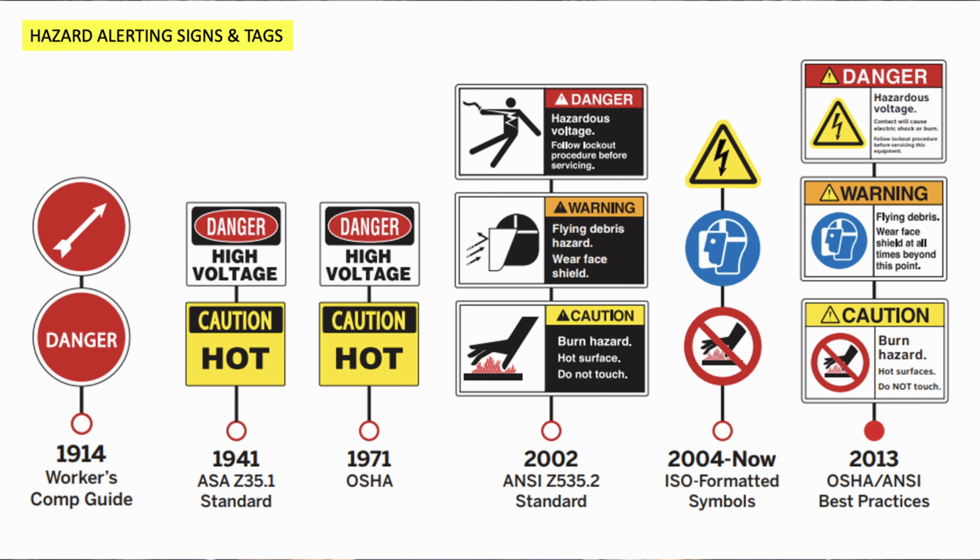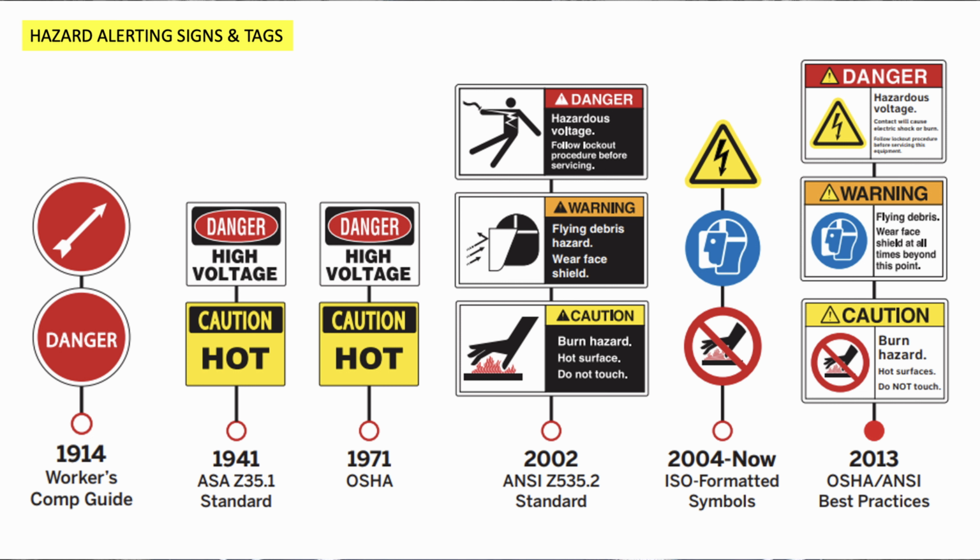Let's track hazard alerting signages and tags. If we talk about hazard alerting signs or tags, how the revolution has come around for these signages. In 1914, according to the Workers' Comp Guide, this is how the signages used to look for hazard alerting symbols. Next, in 1941, this is how the hazard alerting signages were amended or updated, according to the old OSHA standard.